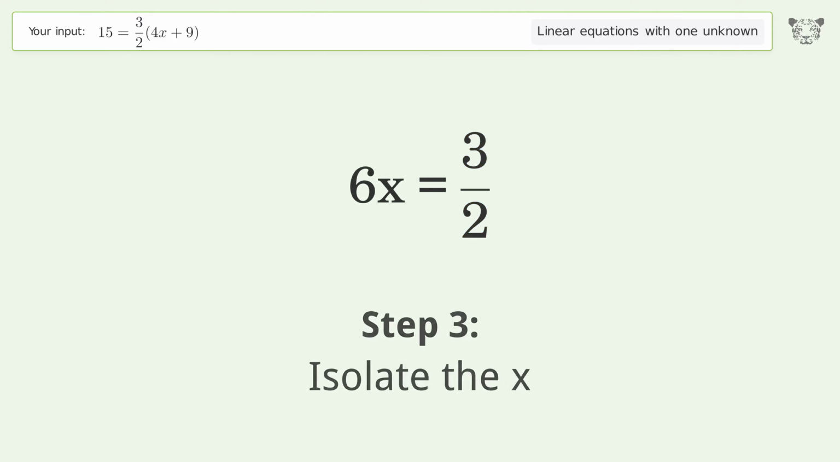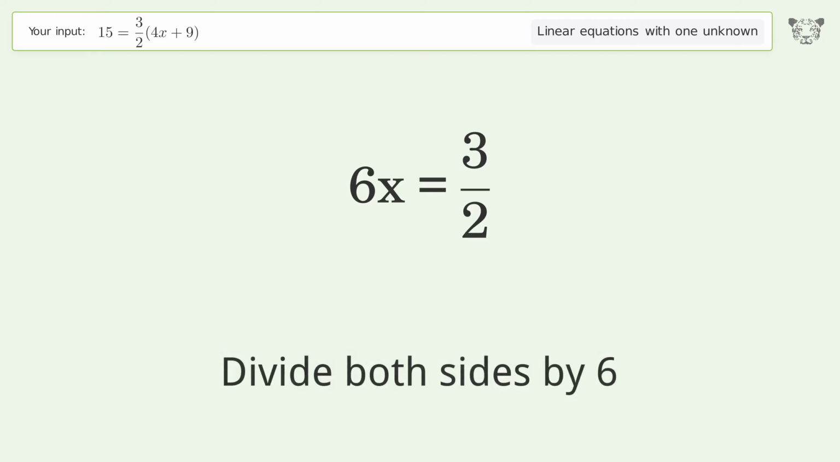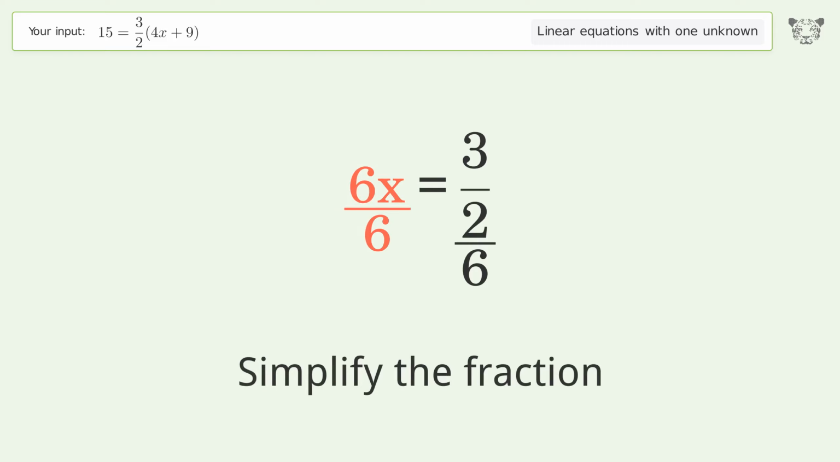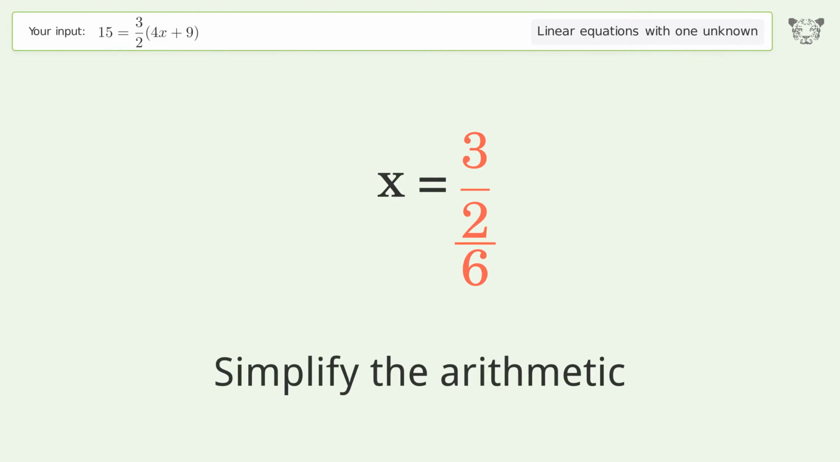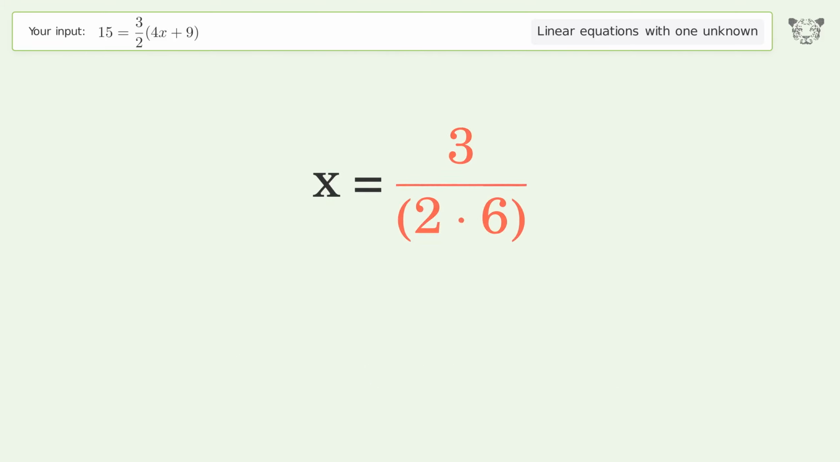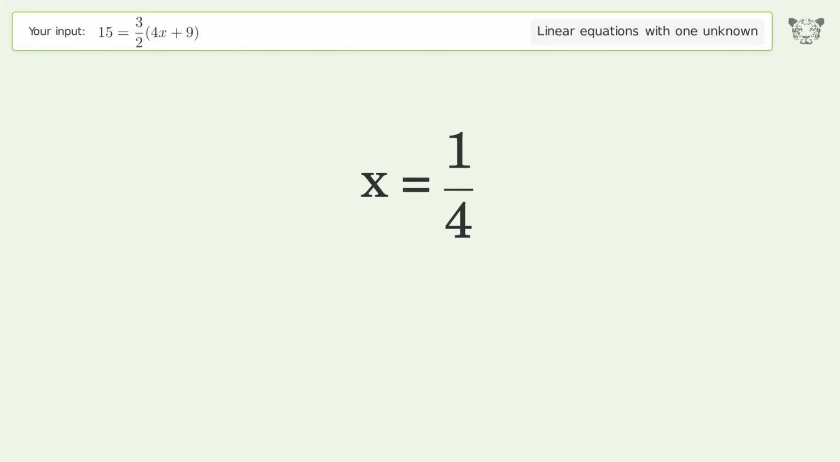Isolate the x. Divide both sides by 6. Simplify the fraction. Simplify the arithmetic. And so the final result is x equals 1 over 4.